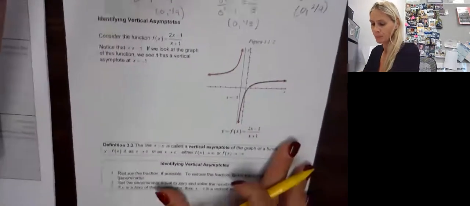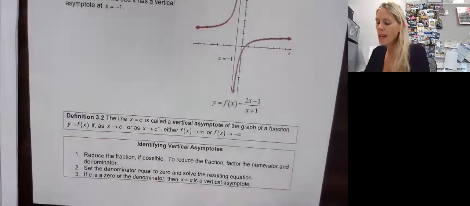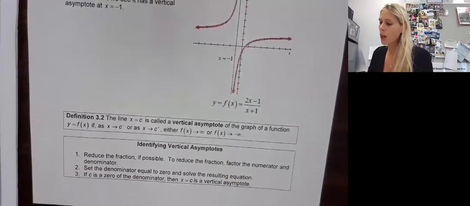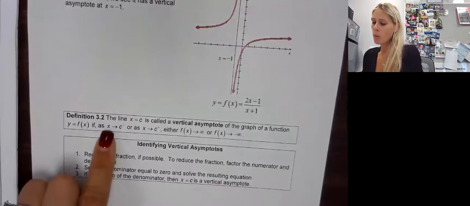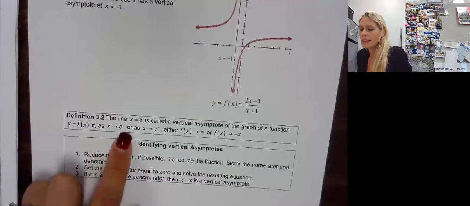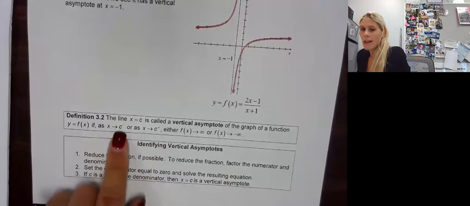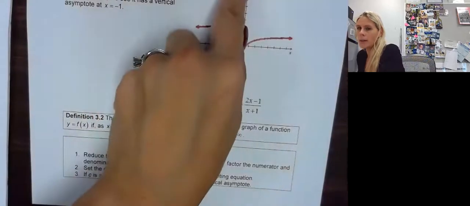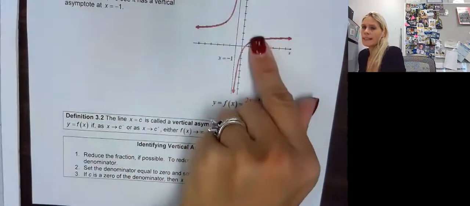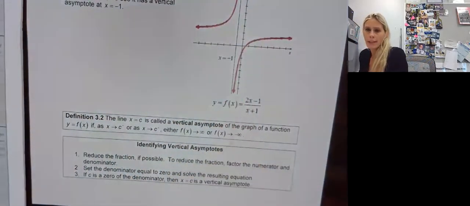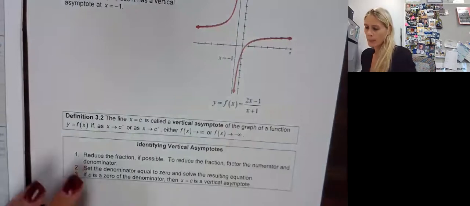Okay. So the line x equals c is called the vertical asymptote of the graph of y equals f of x. So we have to the left side and to the right side. Okay, so as we're approaching, in this case, our left side is going up to infinity. Our right side is going down to negative infinity.